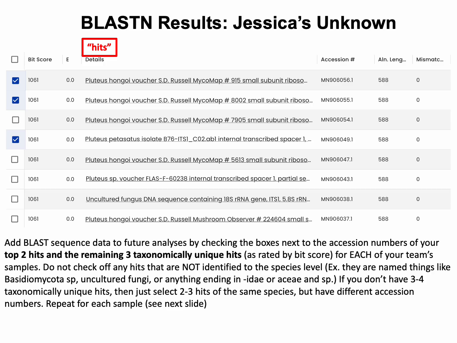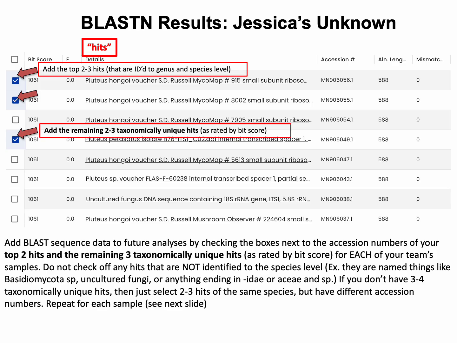Eventually what you're going to need to do is select particular hits to add to your project for downstream analyses. So for example, looking at the BLAST hits from Jessica's Unknown, typically what you're going to want to do is add the top 2 to 3 hits that are ID'd to the genus and species level. And this can be true even if it's the same genus and species for those top 2 to 3 hits. So for example, for Jessica, I'm going to select these top 2 Pluteus ongui hits. They have the same bit score and they are ID'd to the genus Pluteus and species ongui level.